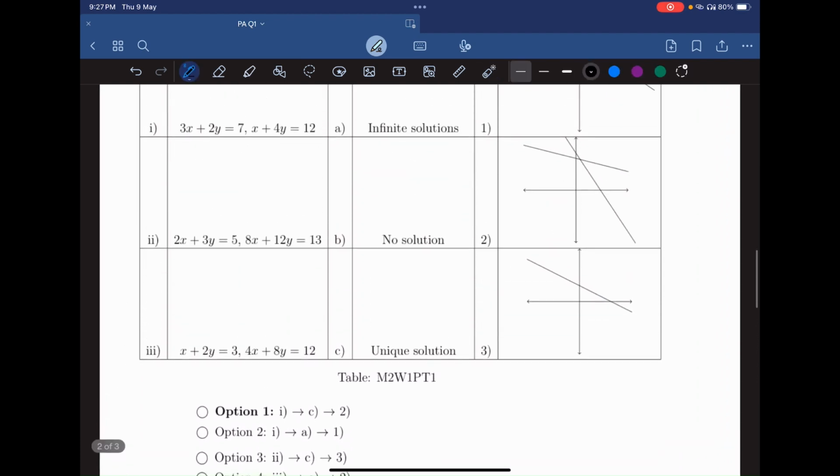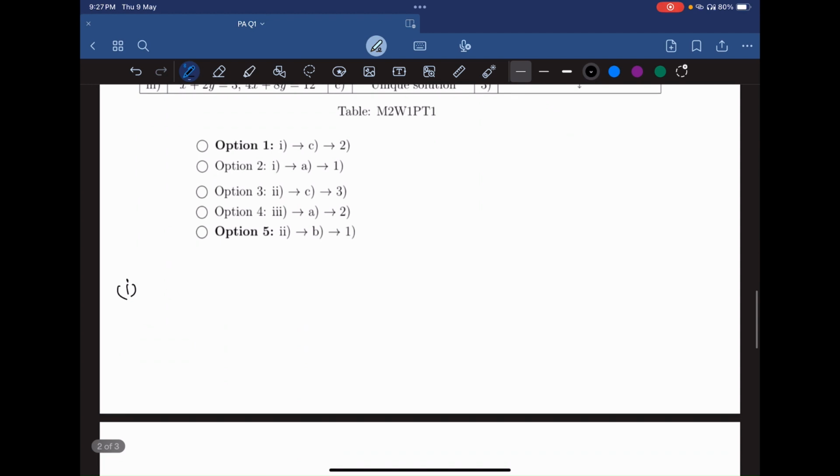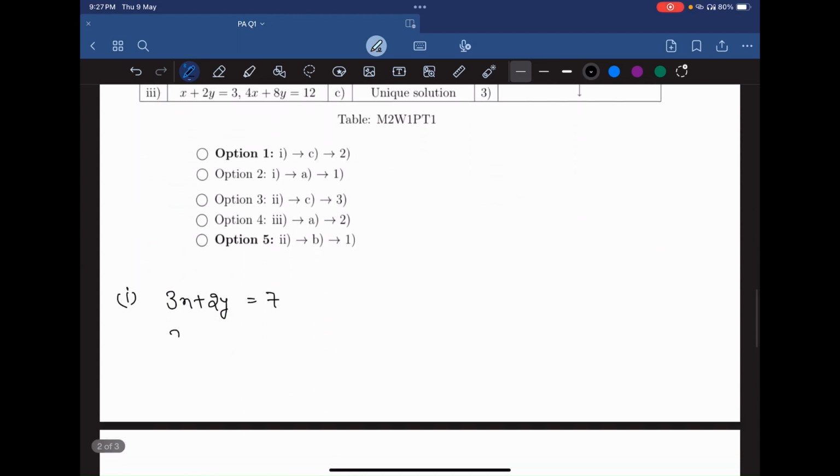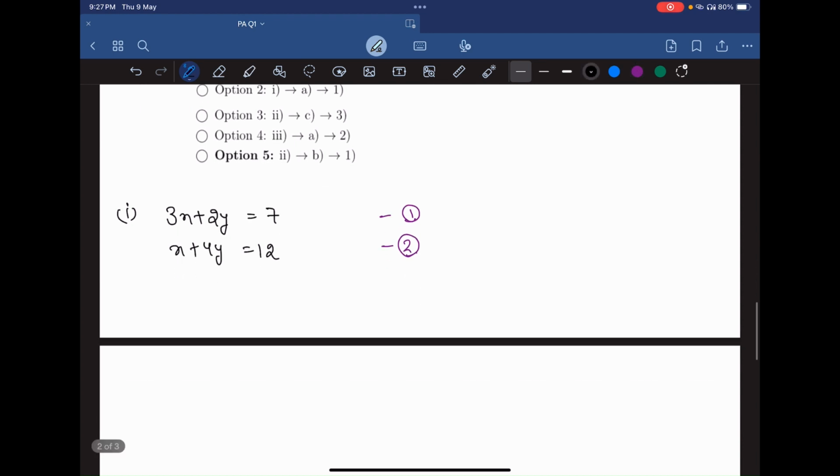So first we have 3x plus 2y is equal to 7 and x plus 4y is equal to 12. Let's name them as equation 1 and equation 2. If I multiply equation 2 by 3, then I will get 3x plus 12y is equal to 36. Let's name it as equation 3.